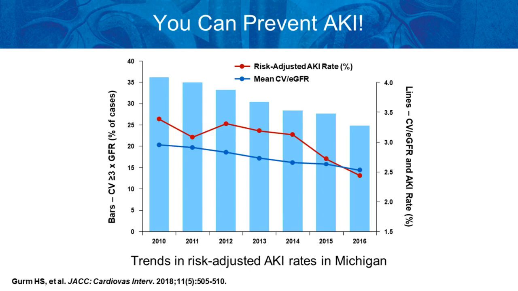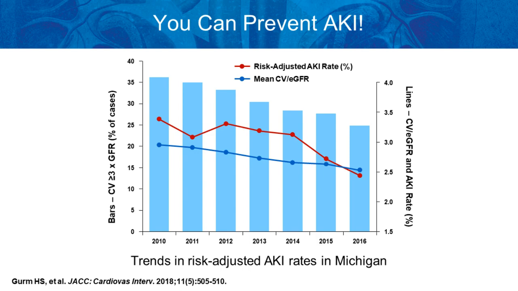So what you see here is a graph that shows, in the bars, the contrast volume that exceeded 3 times the GFR. You see a decline in those bars. The proportion of patients across the state where the contrast dose exceeded 3 times the GFR went down significantly. The average amount of contrast injected in the case, the blue line, declined over time, and the risk-adjusted acute kidney injury numbers came down in a fairly dramatic fashion over this time.